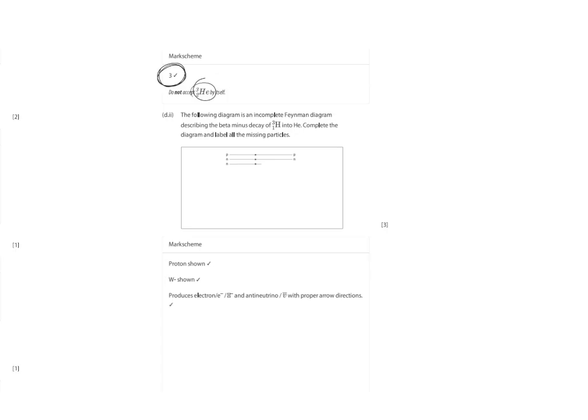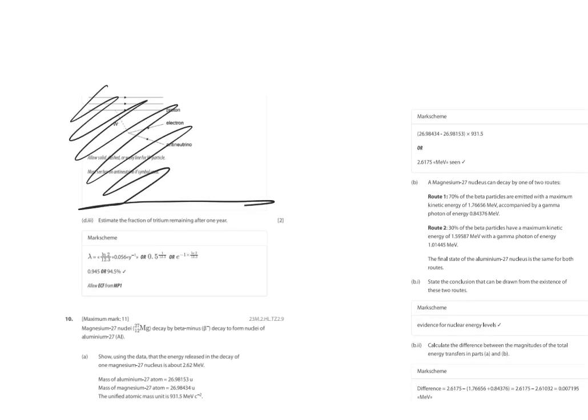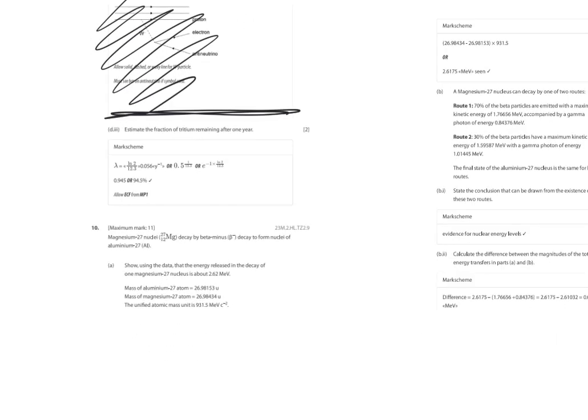And then D(ii) talks about Feynman diagrams. We do not need to worry about Feynman diagrams, so we're going to skip that. That was one of the old options where we had to deal with Feynman diagrams. So we are not doing that, but we can round out this question with D(iii).